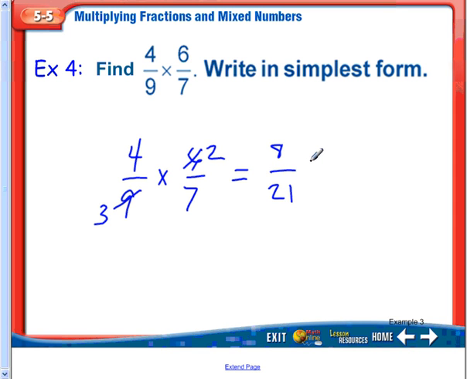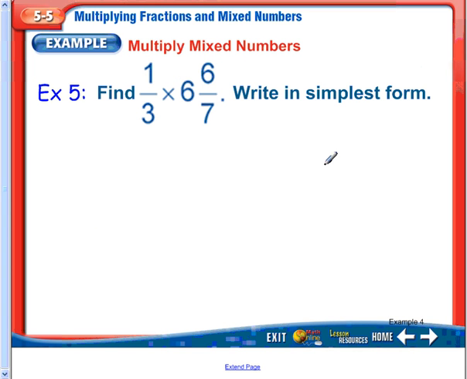Because I'm simplifying before multiplication, I usually will not have to simplify after. Plus, it allows me to work with smaller numbers, because I would have gotten 4 times 6 is 24, and 9 times 7 is 63. So there would have been much bigger numbers that I would have had to simplify.